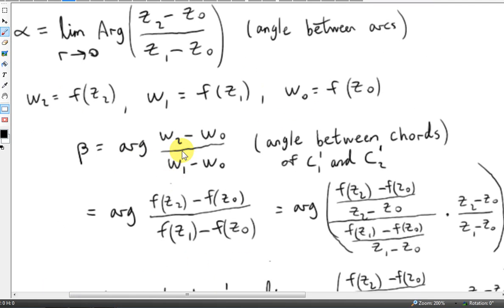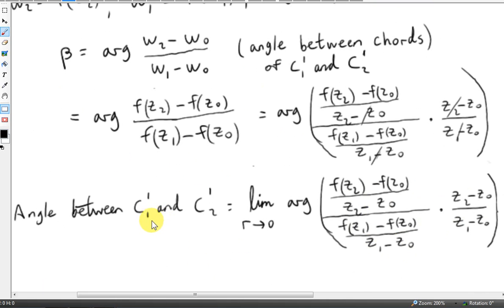So this is what we have. I've replaced W2 with f of Z2 and W0 with f of Z0, W1 with f of Z1. Now we can rewrite it like this. I just plugged Z2 minus Z0 in underneath f(Z2) minus f(Z0), and you have to multiply it by it over here, of course, to compensate. Similarly down here, Z1 minus Z0 appears. Now, as before, we know how to calculate the angle between the curves. We just take the limit as r goes to 0 of this quantity.